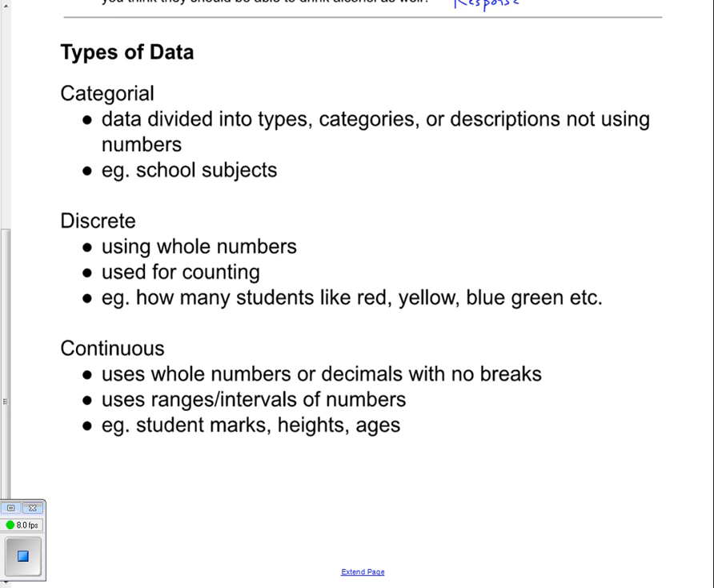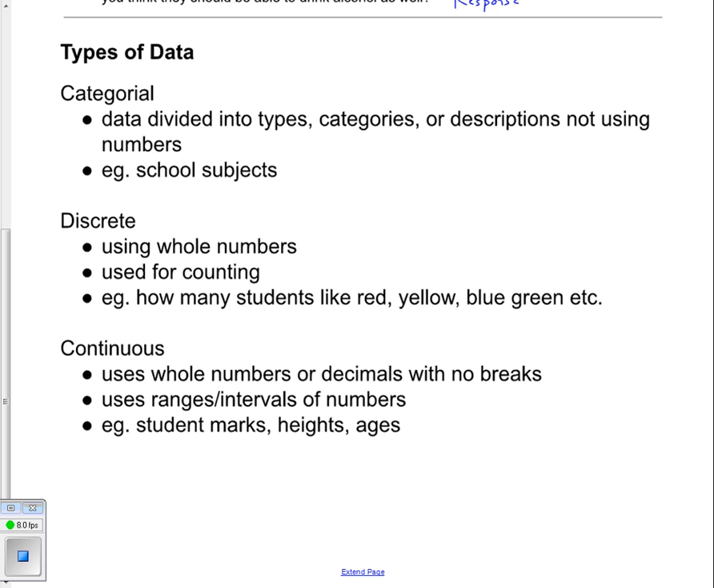Those are a combination of categorical and discrete data. So the category is the make of the vehicle. The discrete data component is the number of vehicles in each category. I can't have half a vehicle, so therefore it is a whole vehicle in that section. So discrete data is used for counting. Another example could be how many students happen to like red, blue, green, yellow, whatever color. That happens to be categorical data. However, the number of people that like red, blue, green, yellow, etc., those represent discrete data.